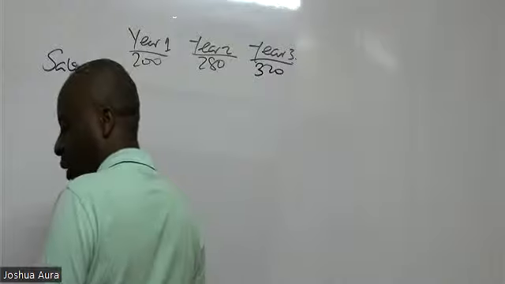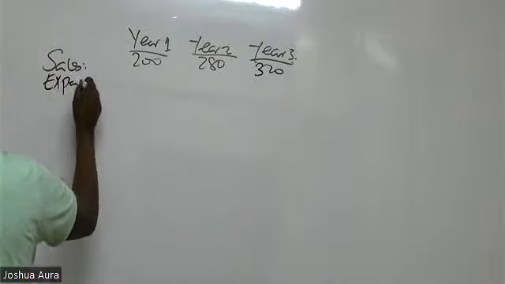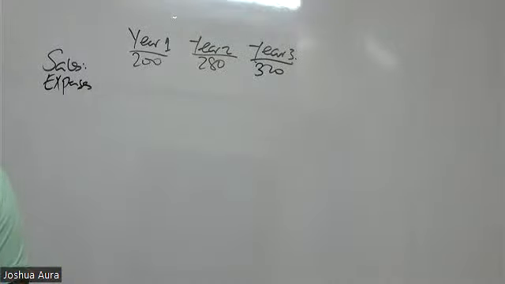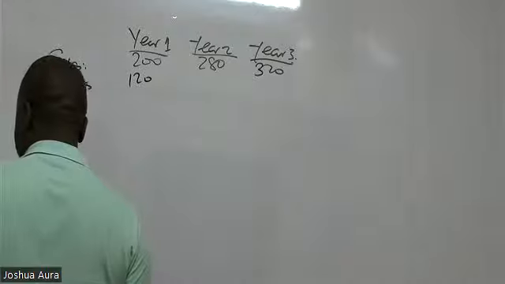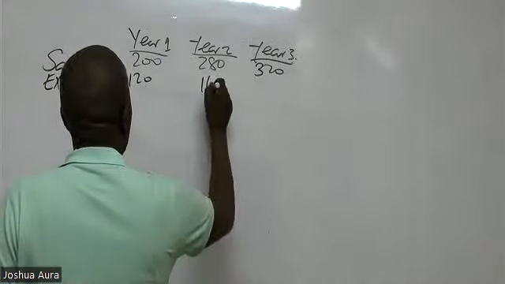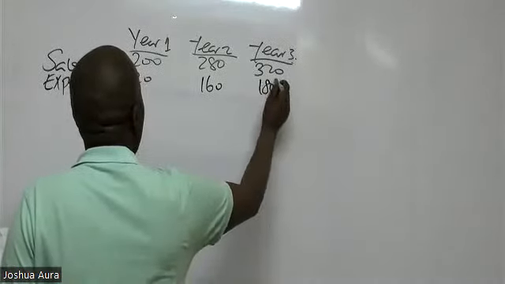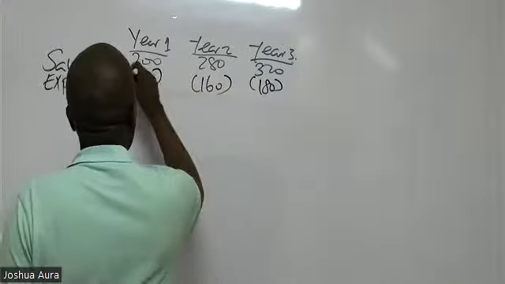From there, I can see expenses C. Expenses C, I can see 120, 160, 180. My figures are in millions. Expenses C are to be deducted like that.